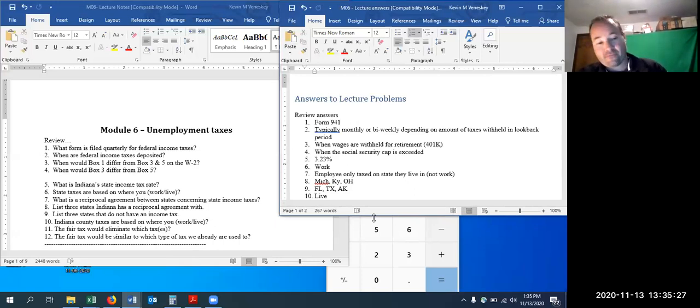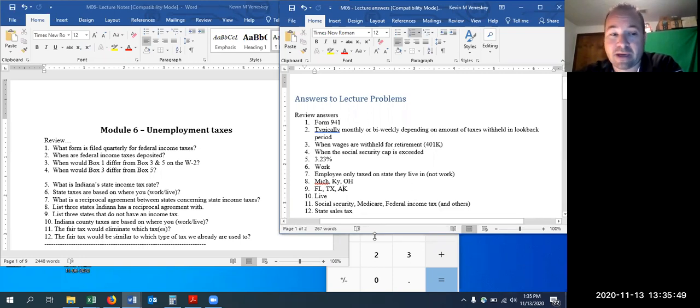But if we would ever go to a fair tax, which is probably unlikely, I'm guessing the state taxes would follow suit and they wouldn't have you do income tax either, because it'd be extra work just for that state. The fair tax would be similar to what type of tax we're already used to. It's going to be very similar to the state sales tax. You pay a percentage when you buy something.